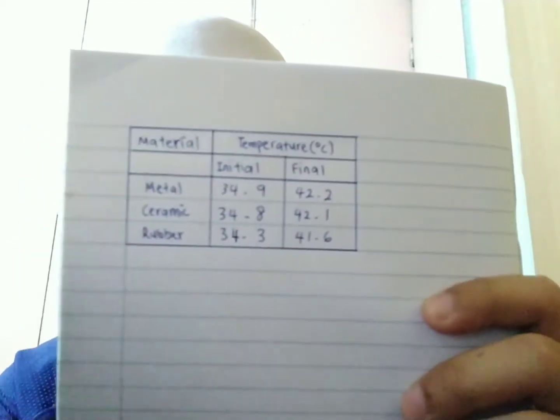The results that I have gained from this experiment are shown in this table. The initial temperature of metal is 34.9 and the final temperature is 42.2 degrees Celsius. For ceramic it's 34.8 and final 42.1, and for rubber initial 34.3 and final is 41.6. That is the result for this thermal conductivity experiment.